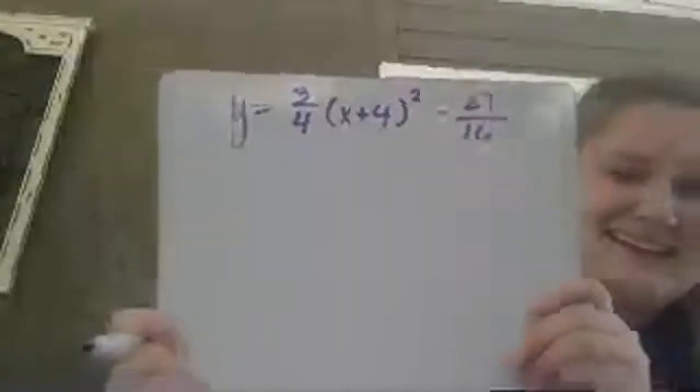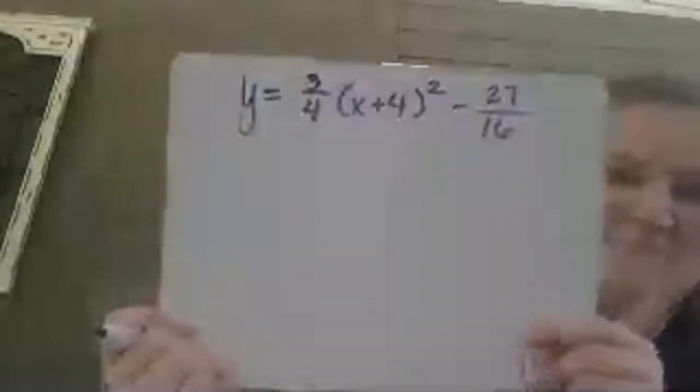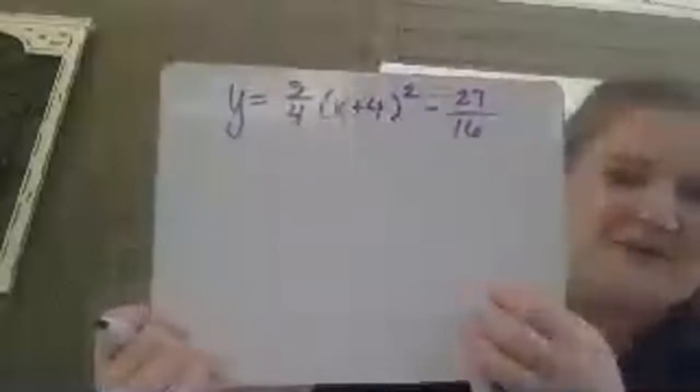Okay. Ooh, fractions. I just gotta do fractions. Fractions are fun. So we got y equals 3/4 (x + 4) squared minus 27 over 16. Okay, here is our equation on number 23 from the homework.